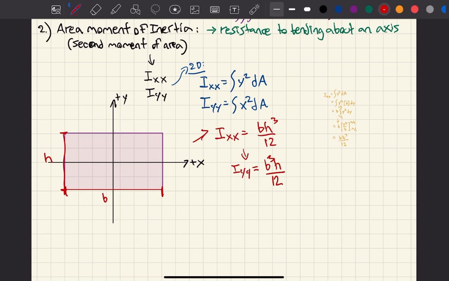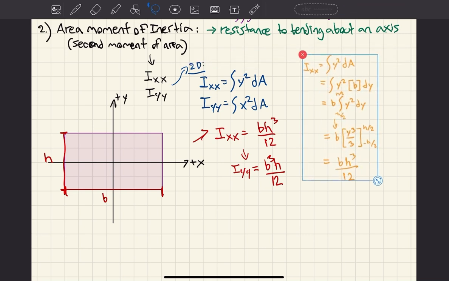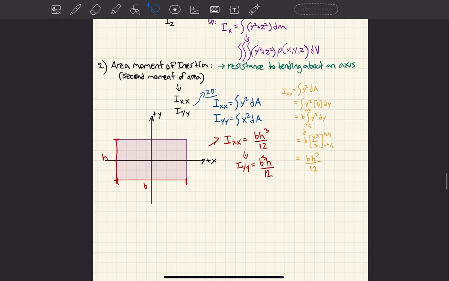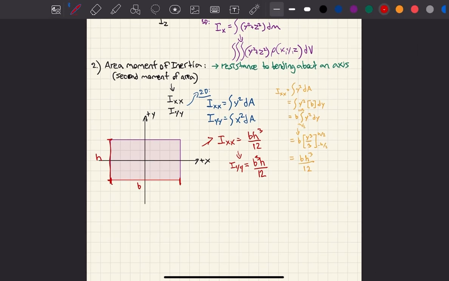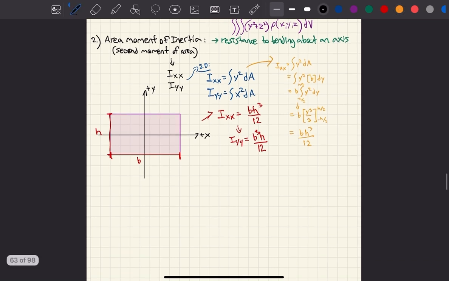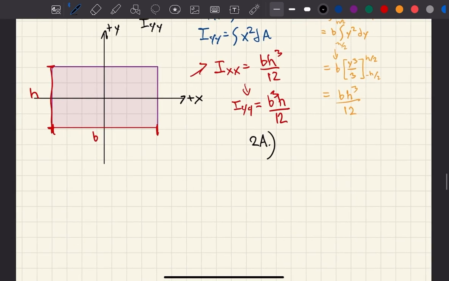Okay, so that sums up what I wanted to talk about when it comes to the area moment of inertia. We did the derivation, we explained what it means conceptually. Great stuff. There is one side topic, we'll call it 2A, and that is called the first moment of area.